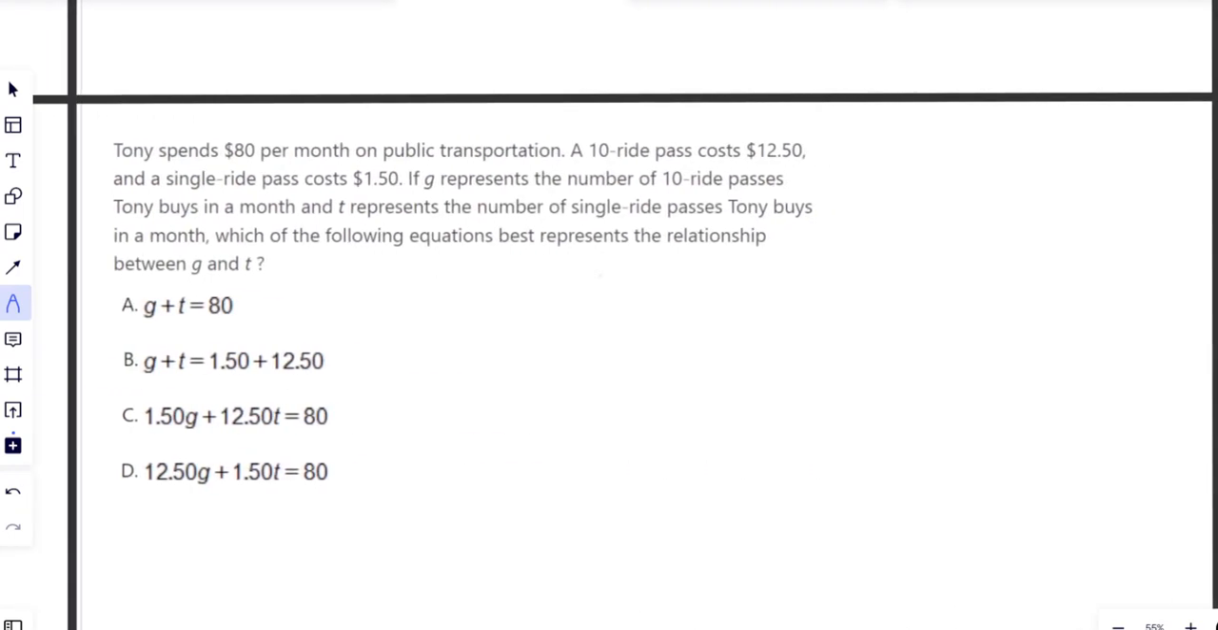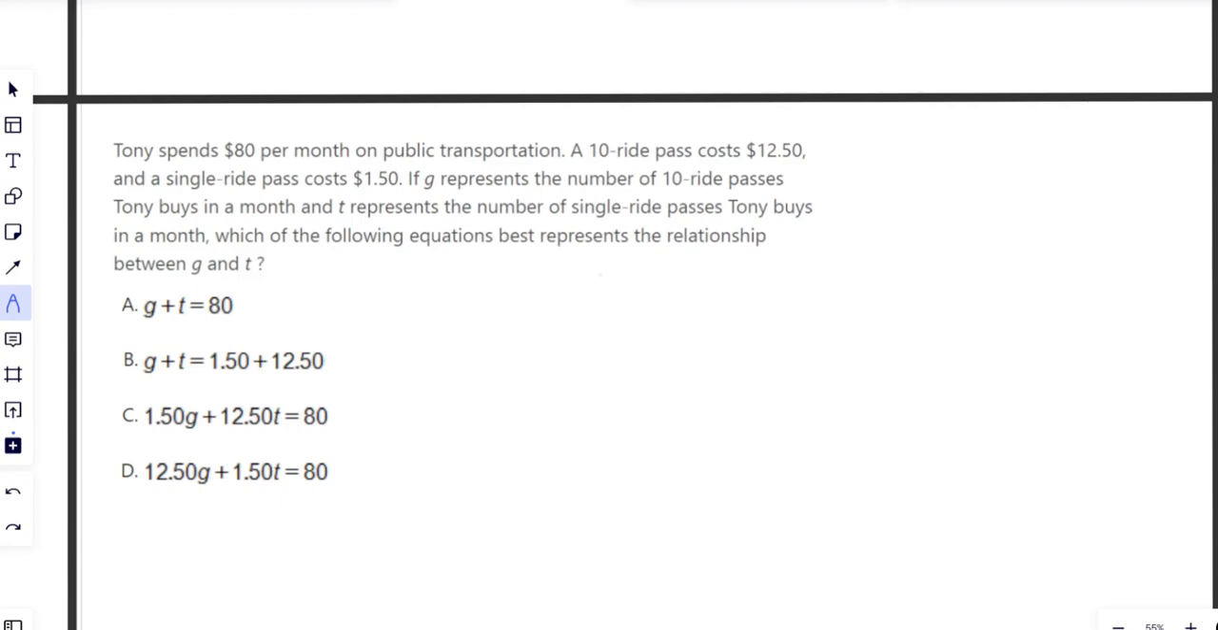Another math question. Tony spends $80 per month on public transportation. A 10 ride pass costs $12.50 and a single ride pass costs $1.50. If G represents the number of 10 ride passes Tony buys in a month, and T represents the number of single ride passes Tony buys in a month, which of the following equations best represents the relationship between G and T?